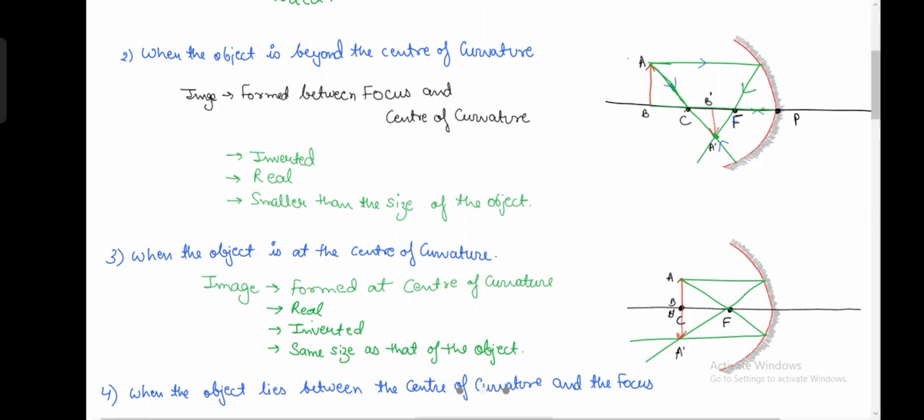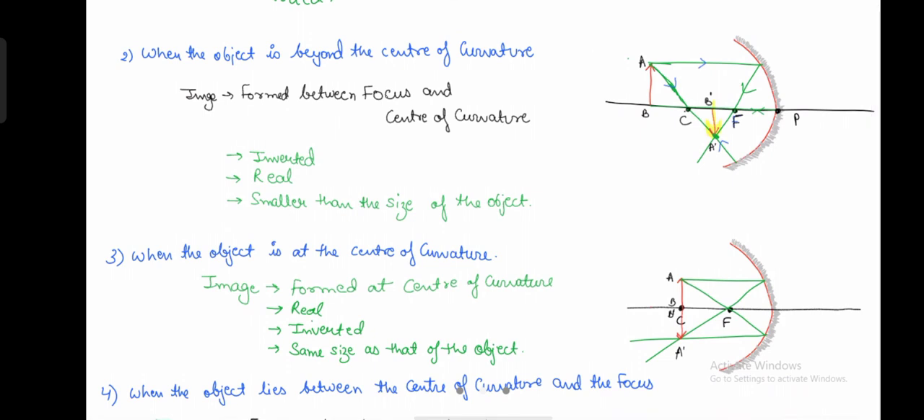First of all, this is formed in between the focus and the center of curvature. You see, this is the focus point over here, F, and C is the center of curvature, and your image is somewhere between C and F. In that case you can see the image is also inverted, isn't it? It is opposite like this, so it's inverted.